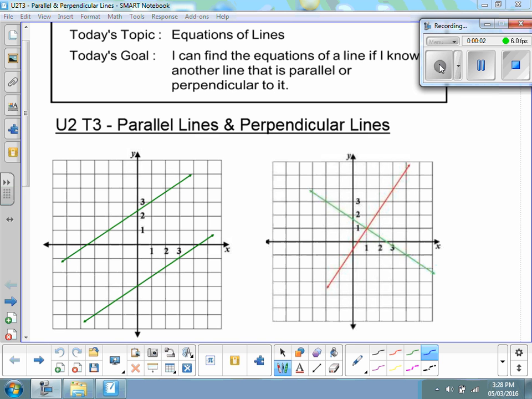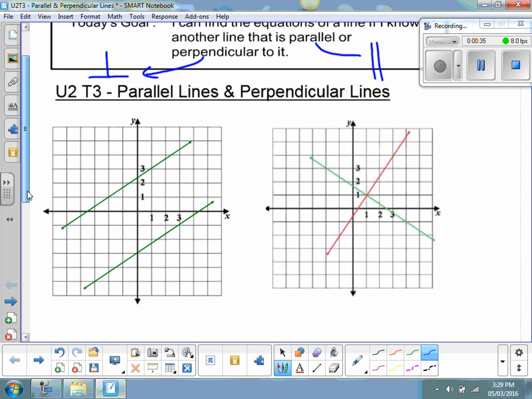So today we continue taking a look at equations of lines. Today our goal is I can find the equations of a line if I know another line that is parallel or perpendicular to it. So we're going to be talking about parallel lines. And that's the symbol we use as a short form for parallel. Kind of looks like a tall 11. And the short form for perpendicular is like an upside down T symbol. Okay, so just something to keep in mind when we're discussing parallel and perpendicular lines.